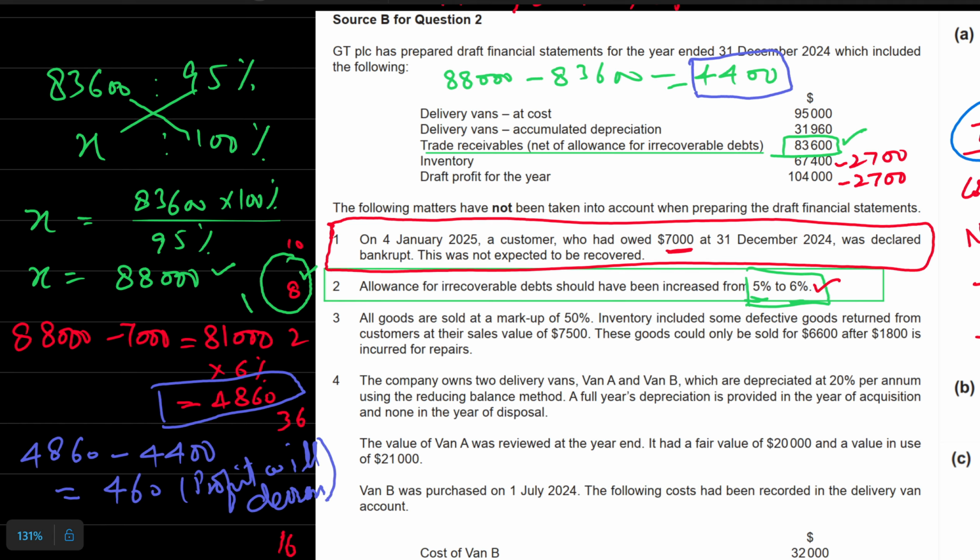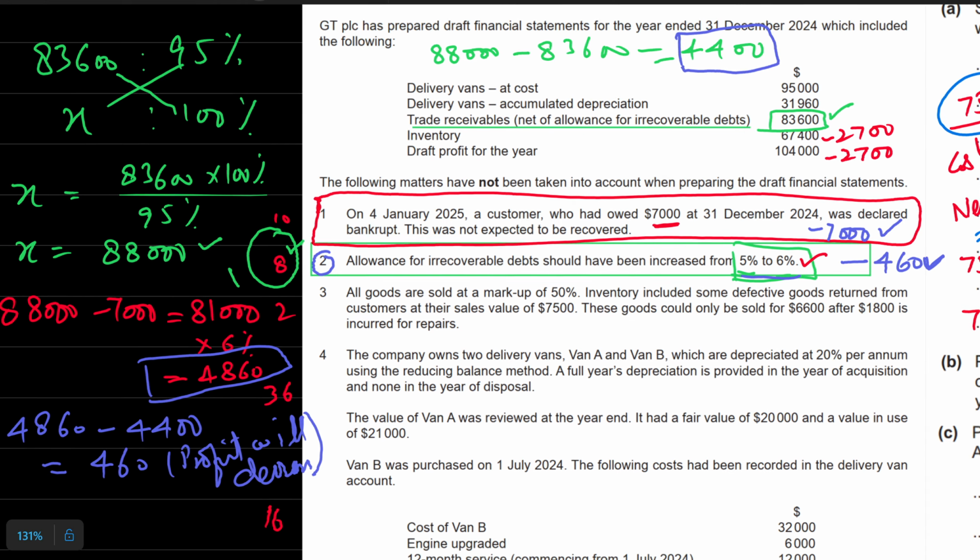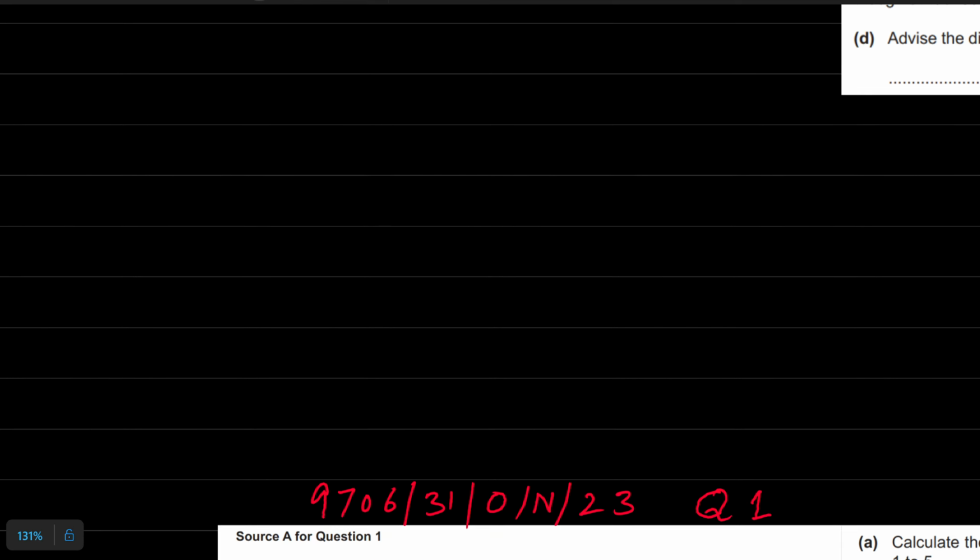And students, profit will be decreased by 460 according to point number 2, and profit will also be decreased by 7,000 according to point number 1. This was an irrecoverable debt, and this is the increase in provision for doubtful debts. Because there was a change in estimate, that's why it was dealt with in IAS 8. Now let us move to the next question.